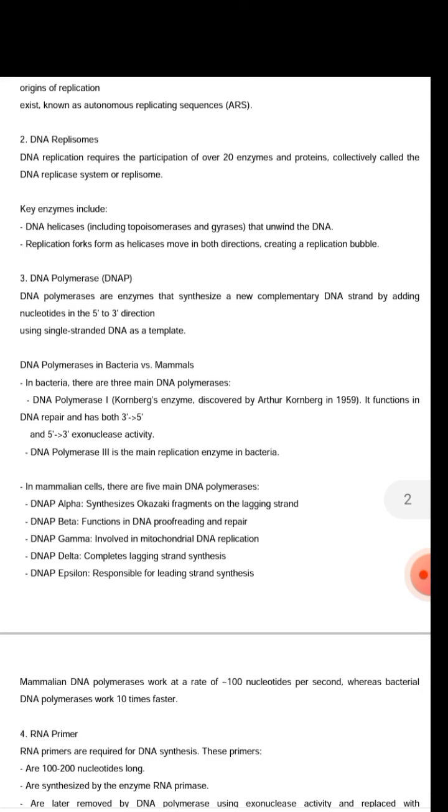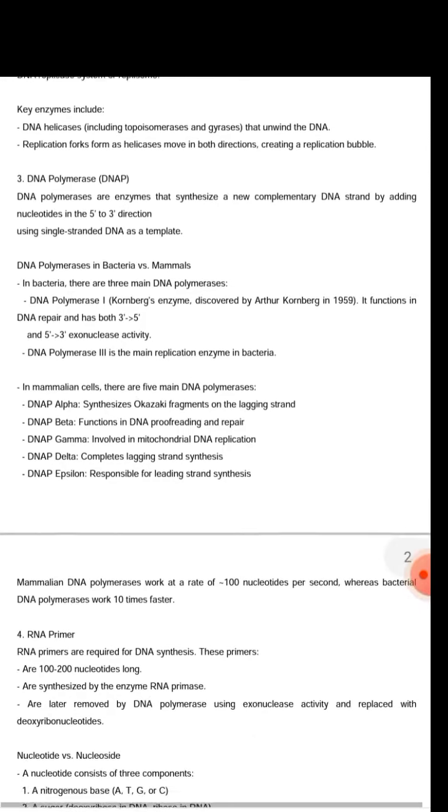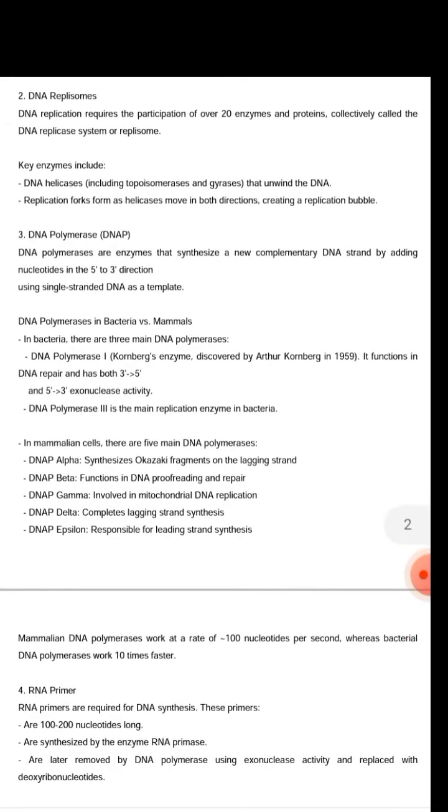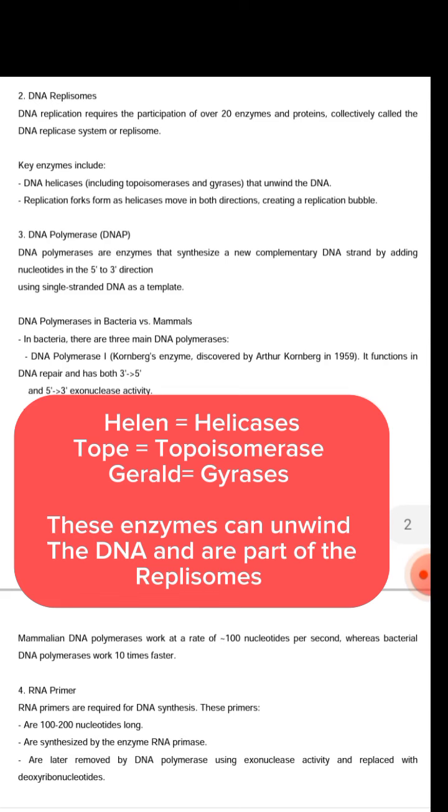It has over 20 enzymes and proteins. These are some of the key enzymes. The number one is the DNA helicases. I normally use a mnemonic: Tokwe and Gerard and Helen. H for Helen, T for Tokwe, and G for Gerard or something.